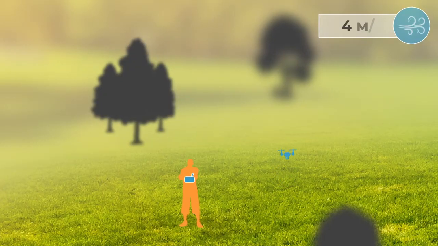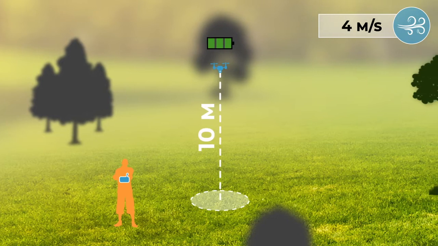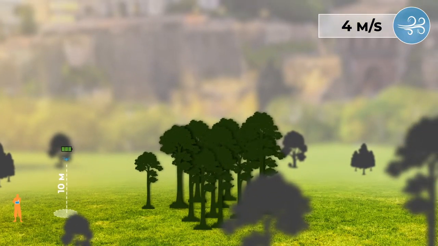With a 4 meter per second breeze, John hovers his drone at 10 meters above the ground. It can easily hold its position. He decides to fly the drone at max speed to the edge of the park.